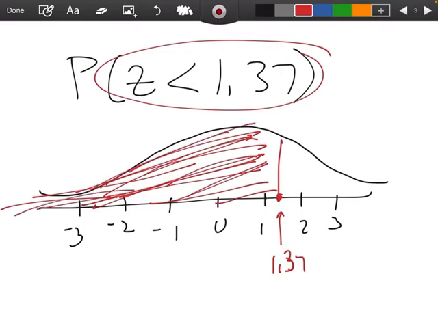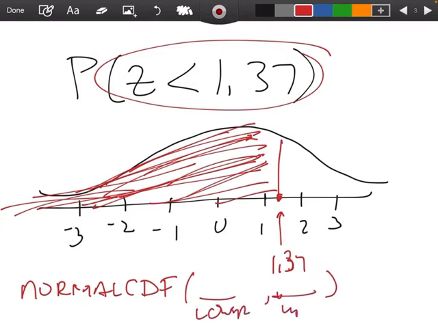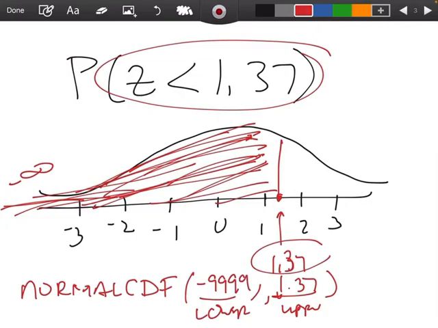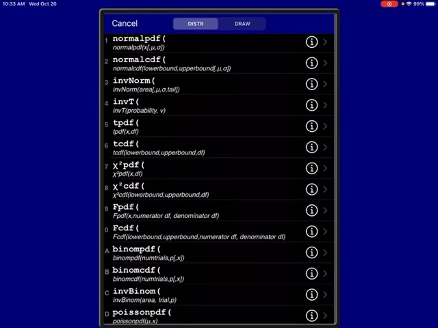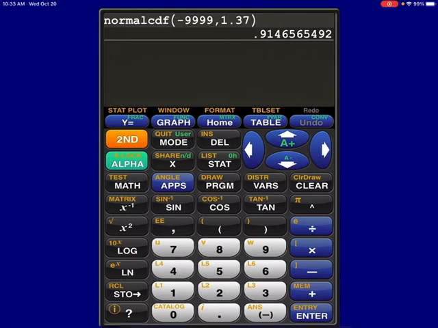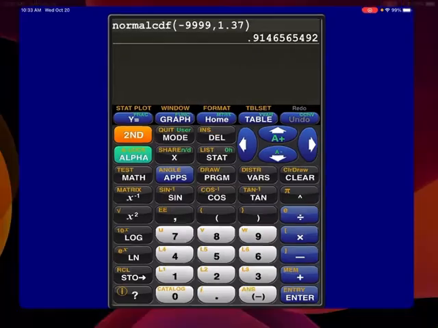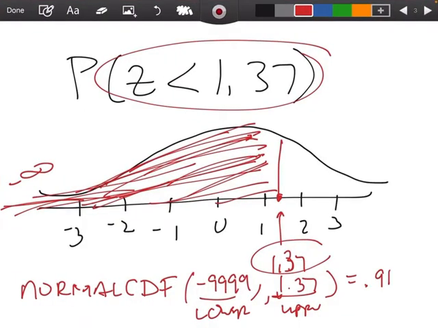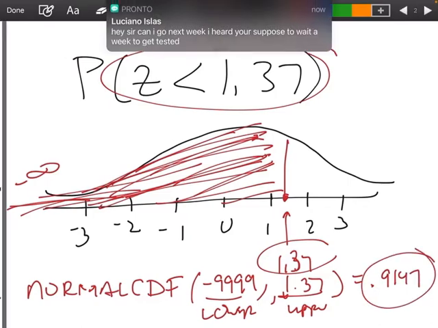So I'm going to use my calculator for this. Remember, I'm going to go normal CDF, and we're going to have two numbers: a lower number and an upper number. I know my upper number is 1.37. If I'm going all the way to the left, remember, I'm approaching negative infinity. So on my calculator, I'm going to use negative 9999. Let me clear this. Second vars, normal CDF, negative 9999, comma, 1.37. And the probability I'm coming up with, I believe the directions say to go to 4 decimal places, is 0.9147. So that's my answer.